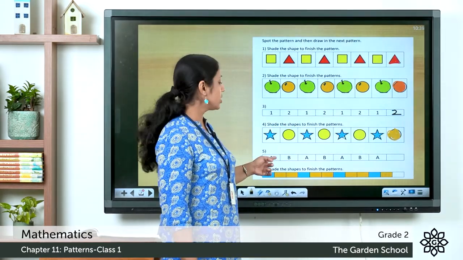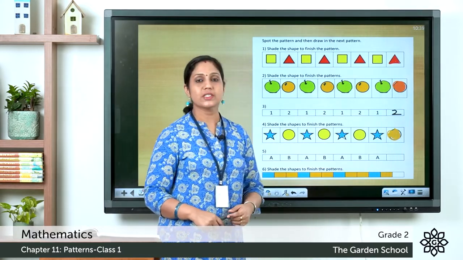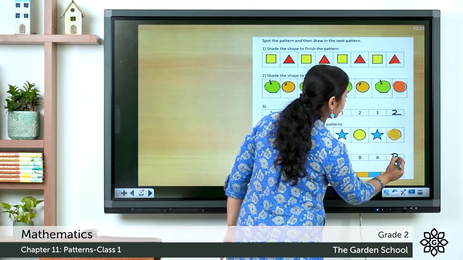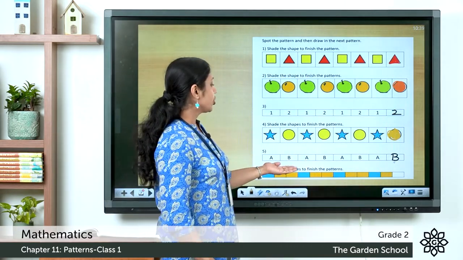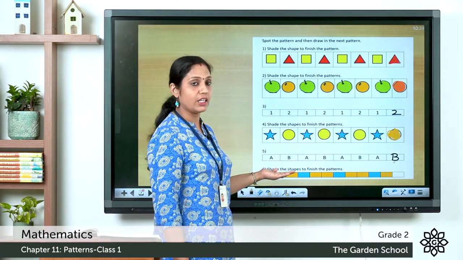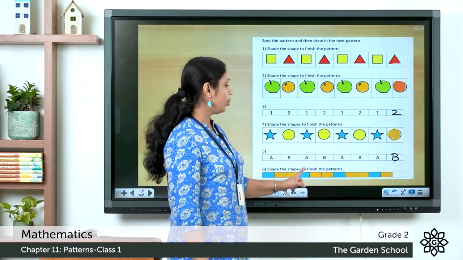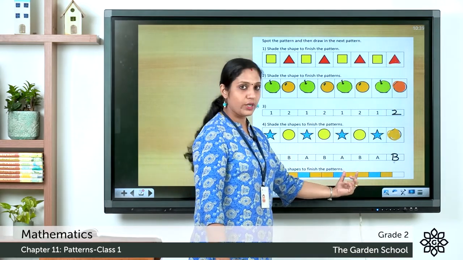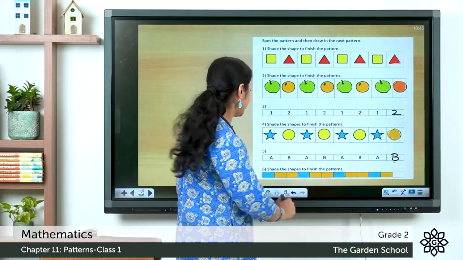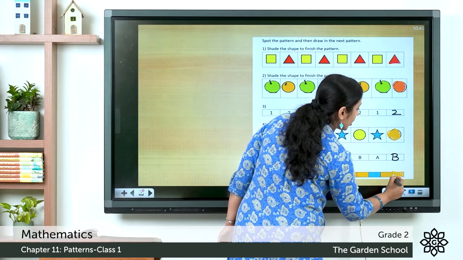In the fifth one, it goes A, B, A, B, A, B, A, and the last one is missing. So which letter do we have to write there? We have to write the letter B here. And the last one, shade the shapes to finish the pattern. Here you can see a rectangle shape is given, and it's given in different colors. First you can see a blue color followed by two yellow colors, again blue, two yellow, blue, two yellow, blue, one yellow. So how can we complete it? By drawing another yellow rectangle. By drawing this yellow color, we can fill this sequence.